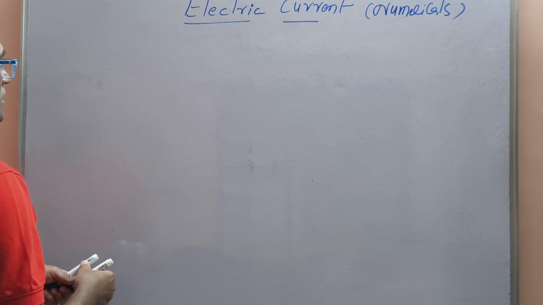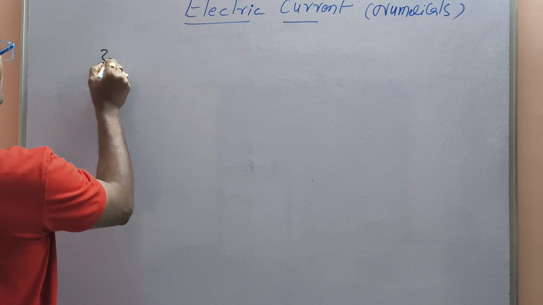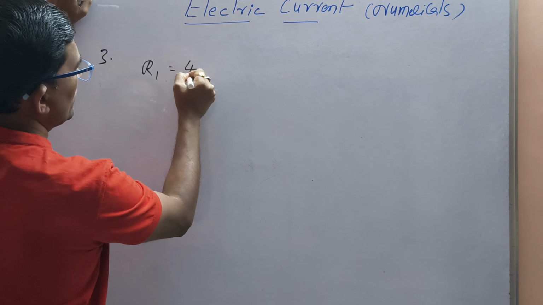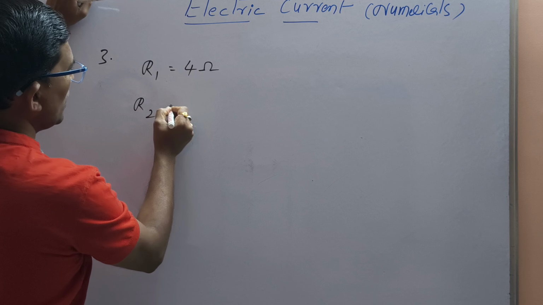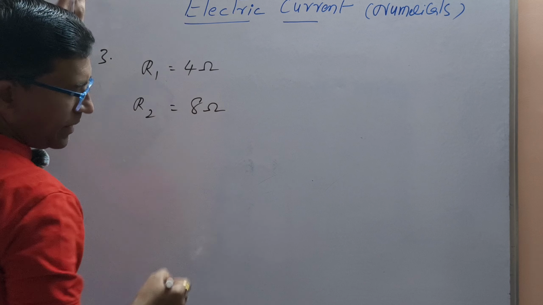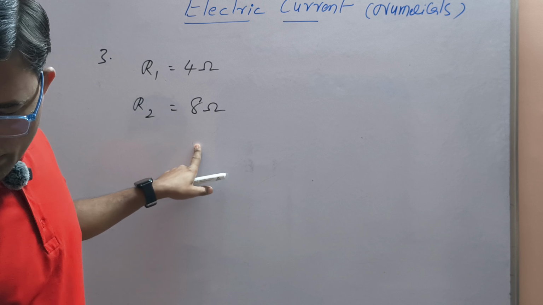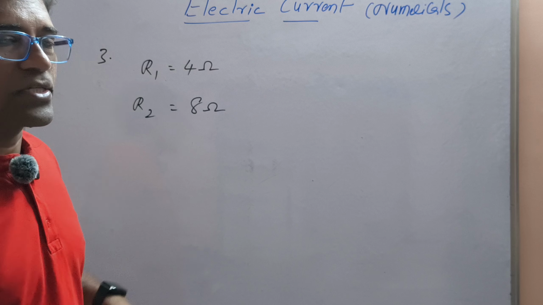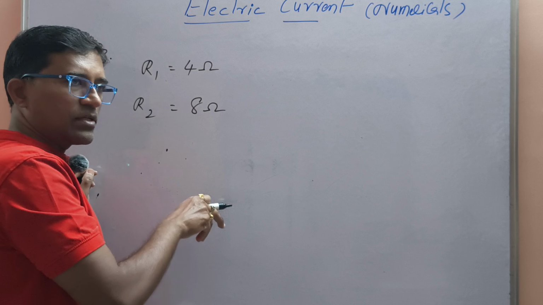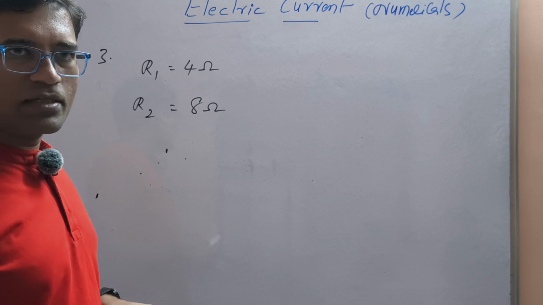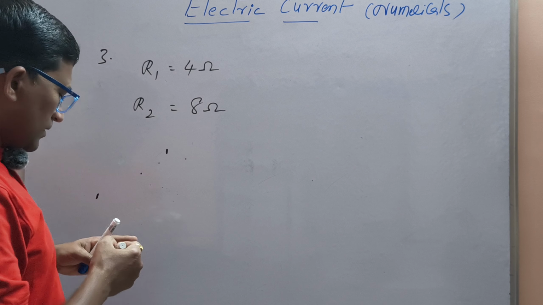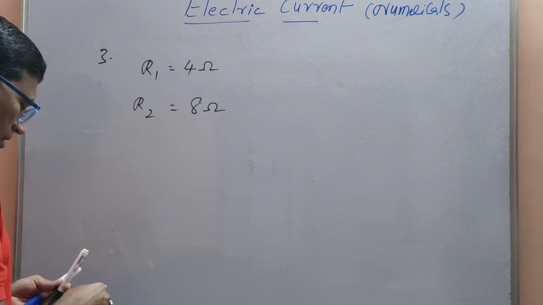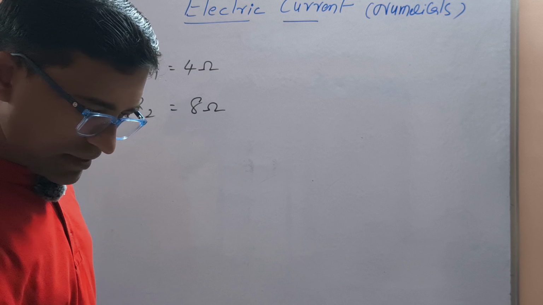Now the third problem: two resistances, R1 is 4 ohm and R2 is 8 ohm, are connected in the circuit to get the least resistance. Find the equivalent resistance. How to connect them to get the least resistance is very important, and that we'll be discussing.